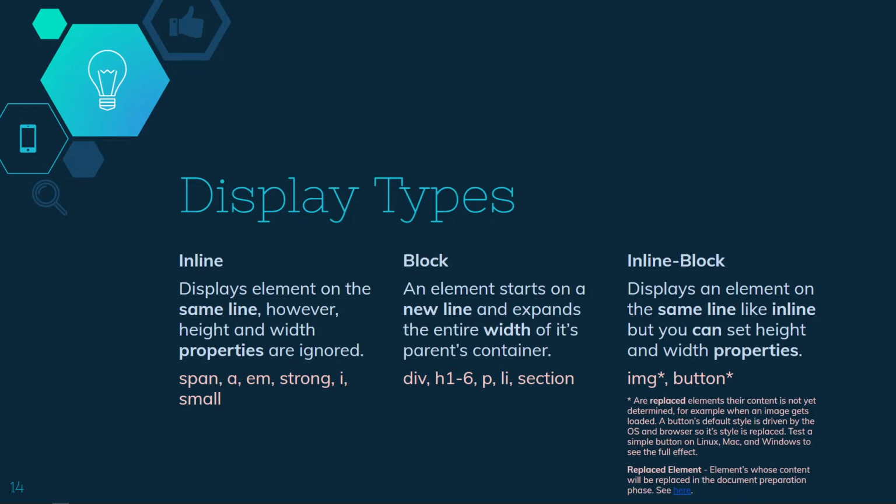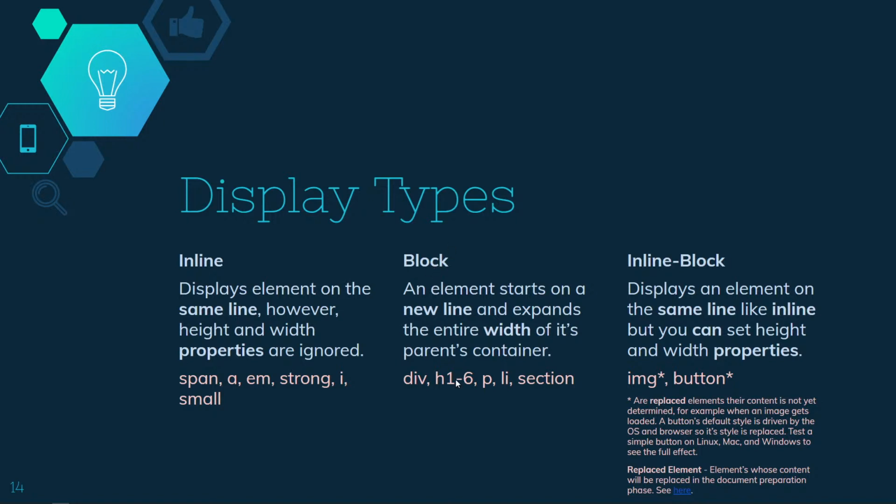So there are three ways that the content is displayed. Something called inline. Inline just means that the elements share the same line. However, height and width properties are ignored. So your text, span elements, links, em tags, strong, i, and small tags are all going to be inline. What we mean by inline is they come one right after the other. And I'm going to show you some examples of this.